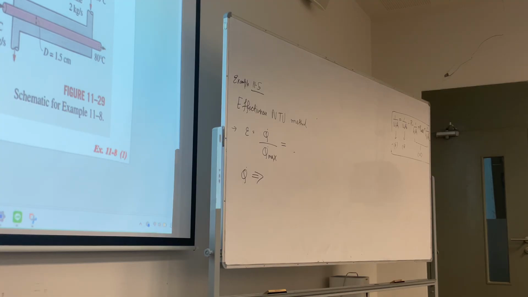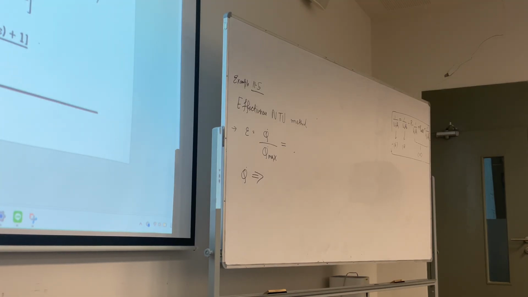U is provided, and it's a counter flow double pipe. Counter flow. And they are asking for length, right?